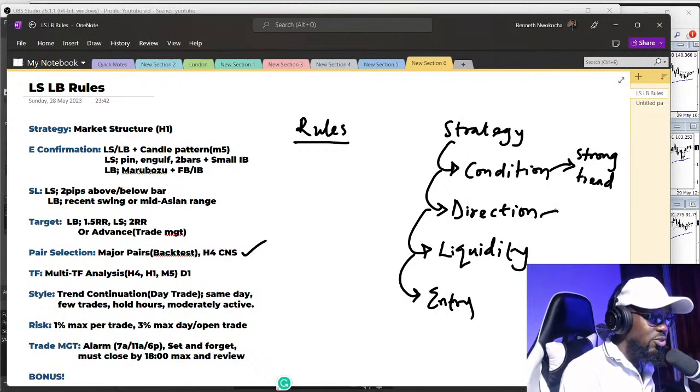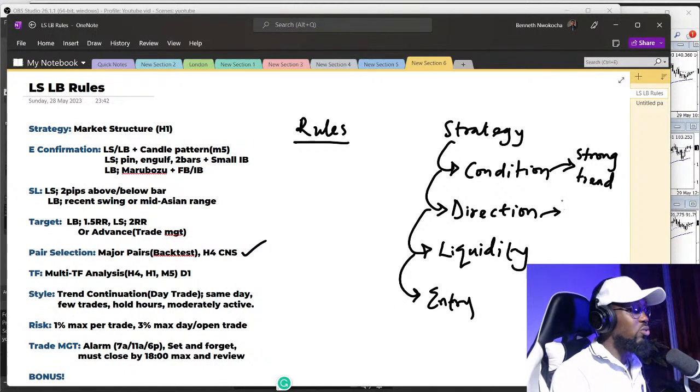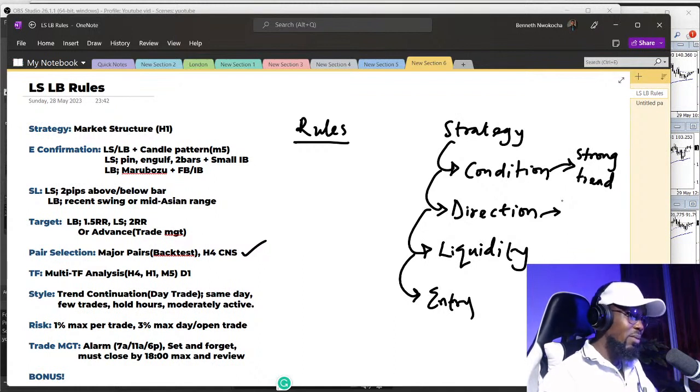Then for the direction, of course, market structure. You want to know who is in control. If you have seen a strong trend, you have to know clearly whether it's buying or selling at that time, or whether it's getting ready to reverse. You have to see that thing. So it has to be clear on a lower time frame. You want to see the direction.